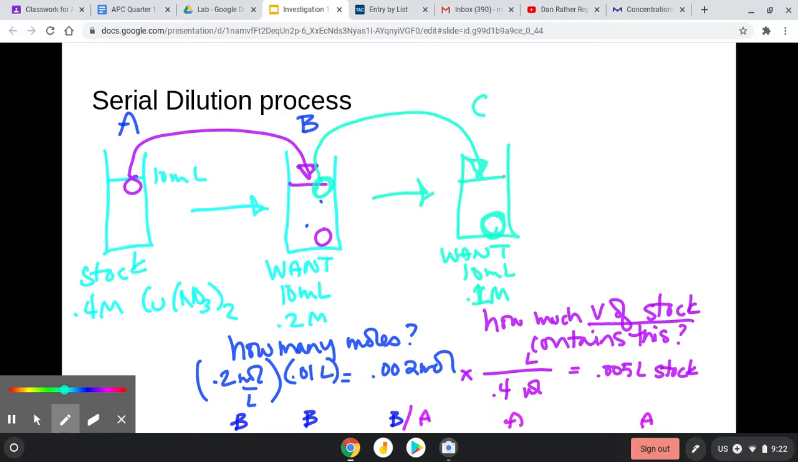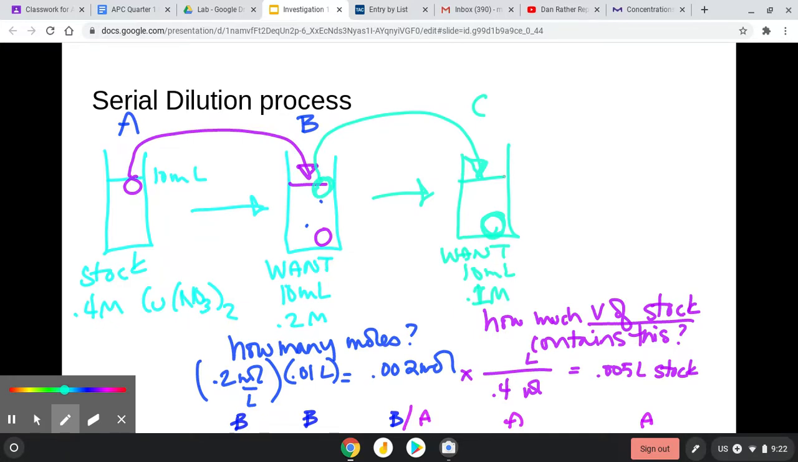Also, I'm not continually drawing out of my stock to make these. I'm going to draw out of the one before it. So I actually only use my stock solution once. In that way, I conserve my stock solution. I'm not going to use it unnecessarily, and I'm not going to run out of it as soon.